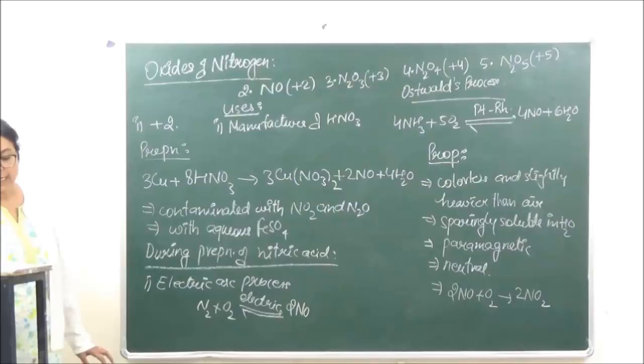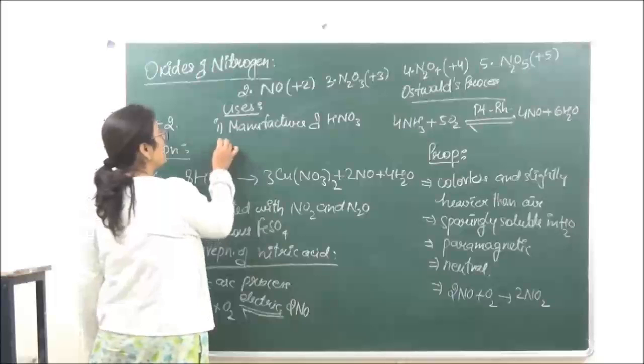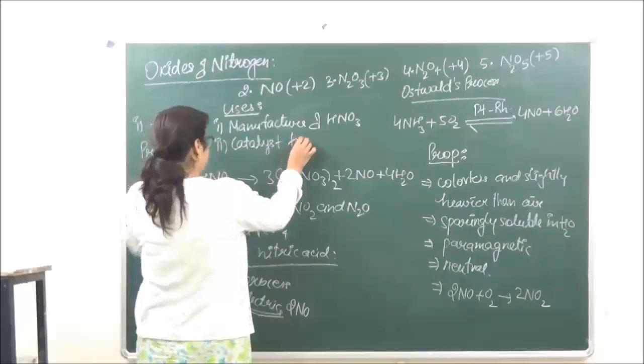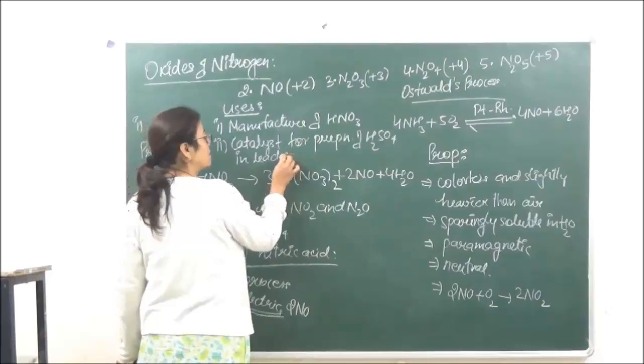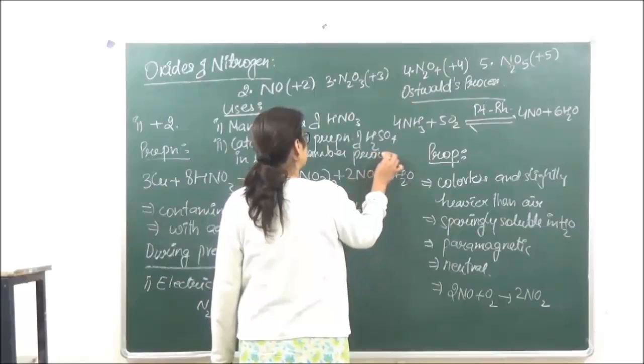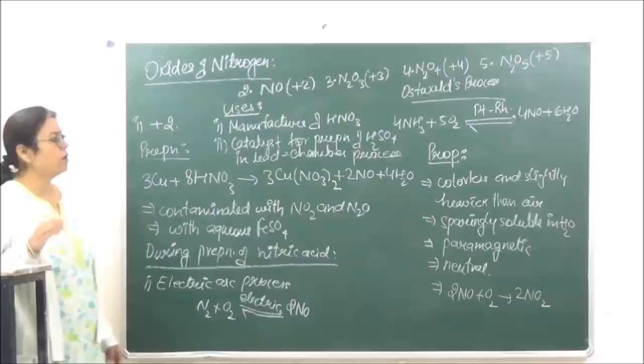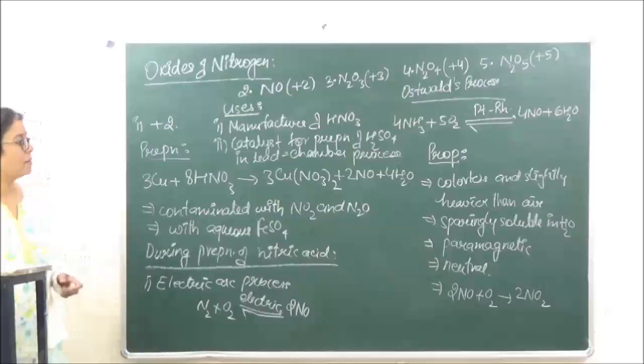Then the second use is that it is used as a catalyst for preparation of H2SO4 in lead chamber process. Catalyst for preparation of H2SO4 in the lead chamber process. ठीक है? अब इसका structure देखते हैं हम, and let's see how it is paramagnetic in nature.